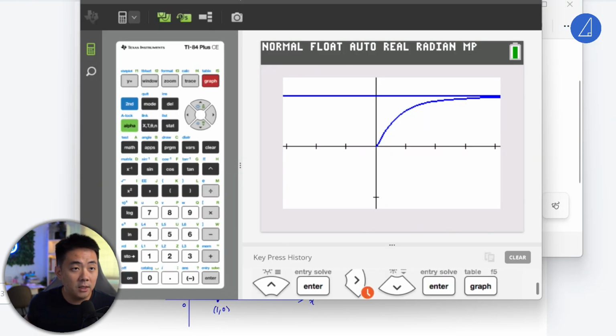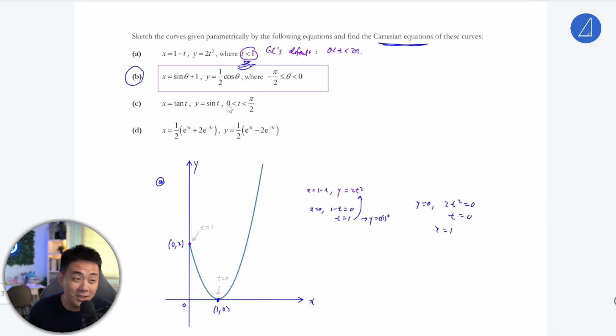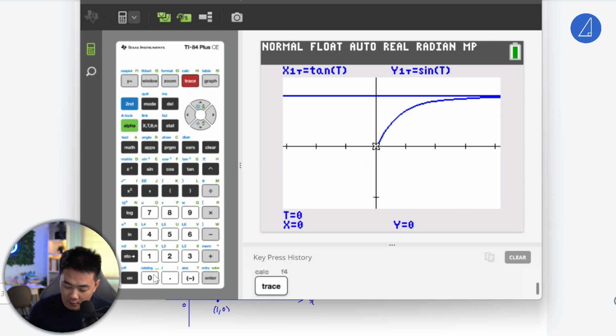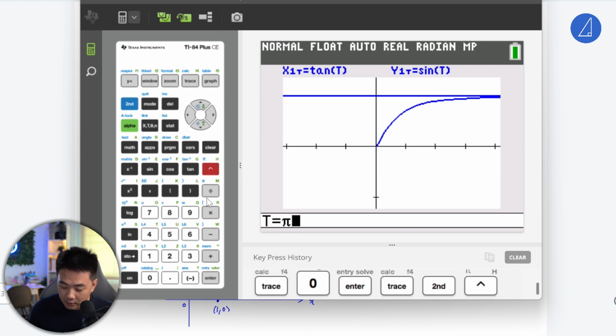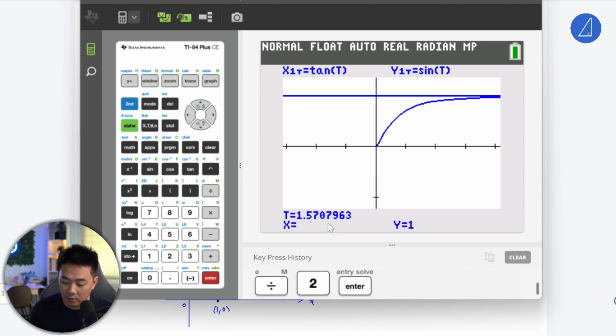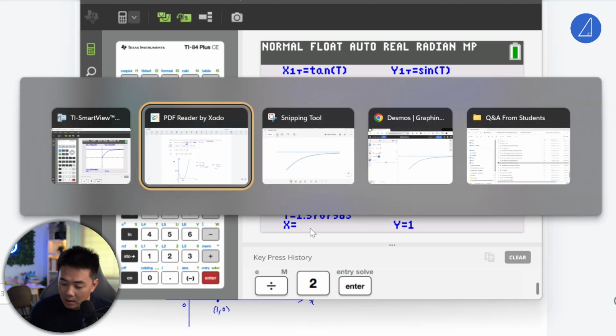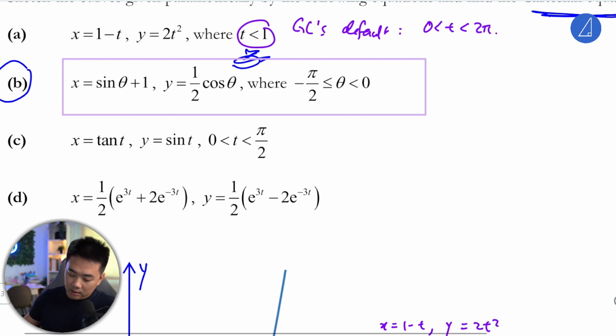How do we know that it's an asymptote? Partly it's just experience. You look at t equals 0. I'm going to press trace 0. I know that it doesn't include this point here. Then if we trace pi over 2, which is 90 degrees, you see x is infinity, and y equals to 1. There's something missing here. But what you need to understand is tangent 90 degrees is undefined, close to infinity. So you can't put 90 degrees there. It's actually a vertical asymptote.